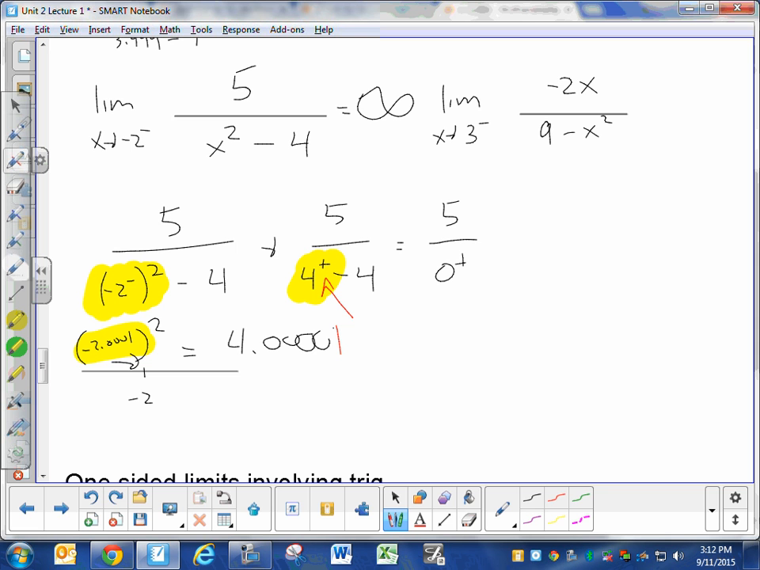Okay? You guys try the one on the right. Negative 2x over 9 minus x squared as x approaches 3 from the left. Before you go too quickly, make sure you understand what number you can use for a number that is to the left of 3. That's a positive 3, not a negative 3.